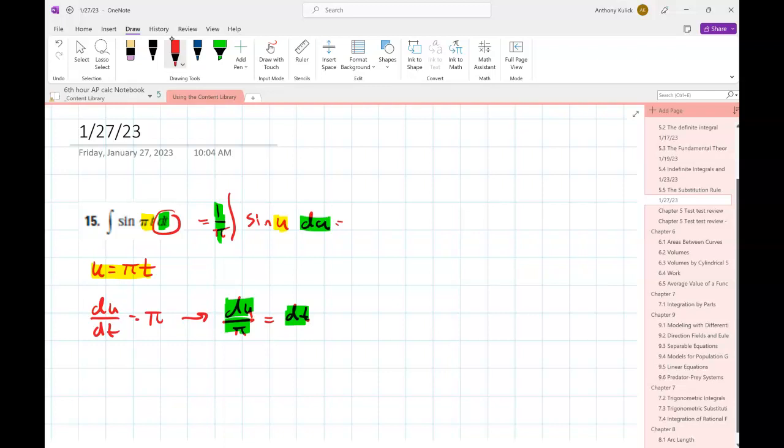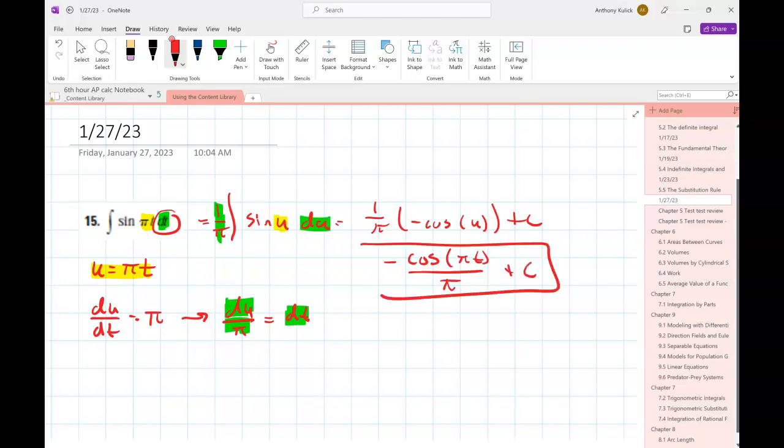Okay, and last, we're just now taking the antiderivative. What's the antiderivative of sine? Negative cosine, excellent. We have the plus c, and then I'll just regular substitute everything back in, right? So u is pi t. I'll just write that over pi plus c.